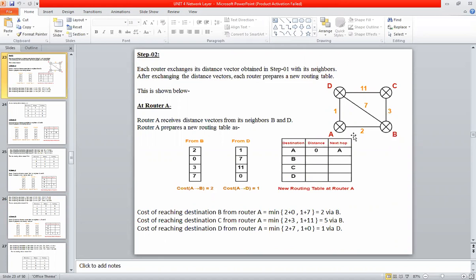Why not 3 plus 2 plus 1? For distance vector routing, you have to see only the direct links from that router. From C, there is a direct link to D, and C to B is there. Is there a direct link between C and A? No. So you can't consider this.